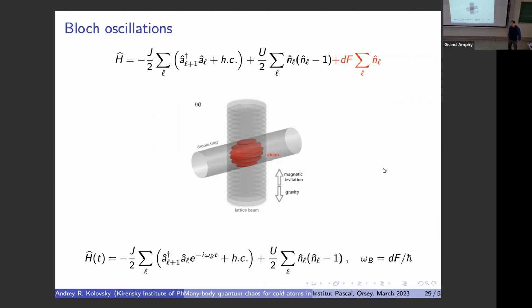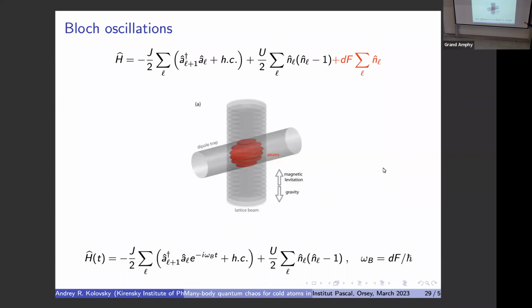Then at time equals 0, we need to switch off the dipole trap. So atoms want to fall down, but because of the phenomenon of Bloch oscillations, which can also be treated as Bragg reflections, they are pushed back up and oscillate.